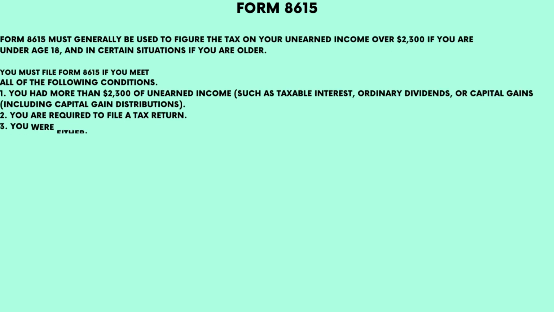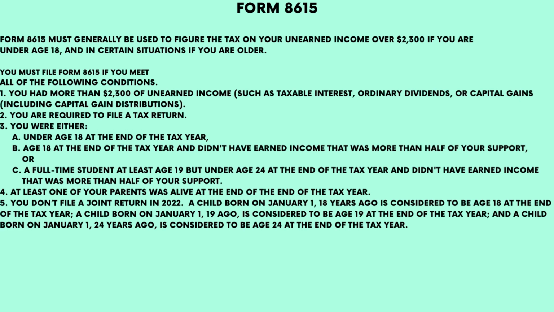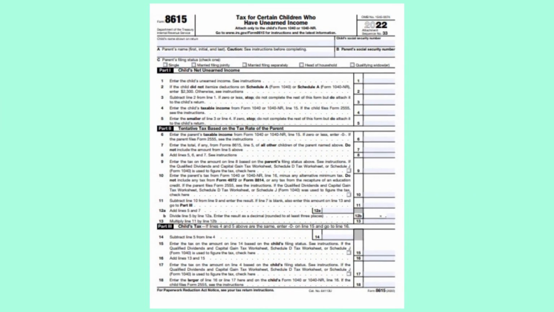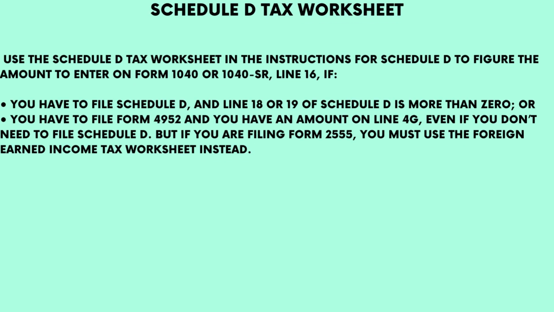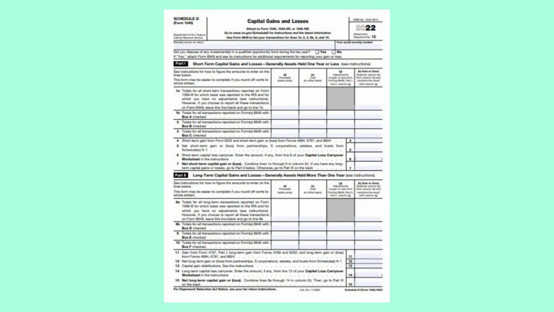Form 8615 must generally be used to figure the tax on your unearned income over $2,300 if you are under age 18, and in certain situations if you are older. Use the Schedule D tax worksheet to figure out the amount for line 16. You have to file Form 4952 if applicable.